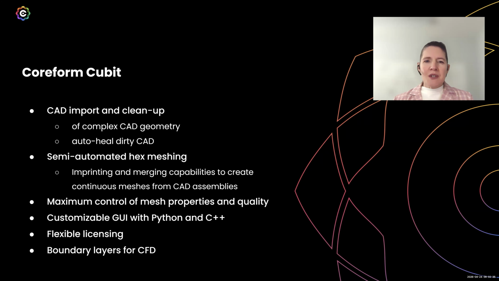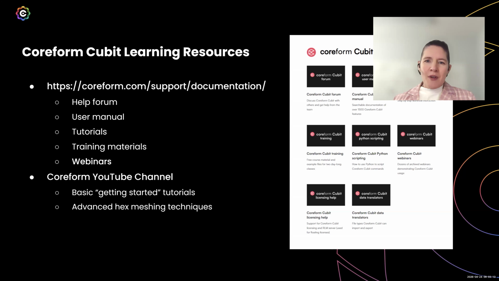Coreform Cubit is used by engineers who need CAD import and cleanup, auto healing, semi-automated hex meshing. We have imprinting and merging capabilities, lots of fine control of your mesh properties, the mesh quality. The GUI is customizable. Python API, we're going to see the C SDK today, so you can really set Coreform Cubit up to work the way you need it to for your workflow. After this webinar, if you'd like to learn more, this is our learning resources page.